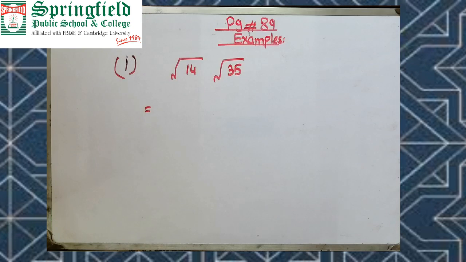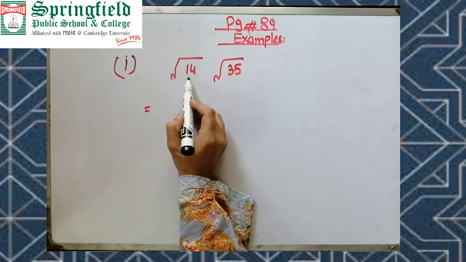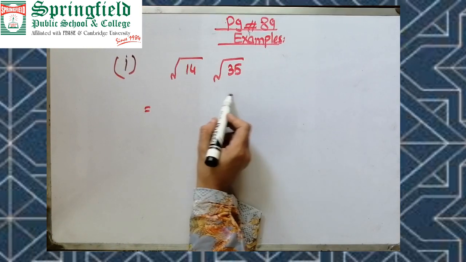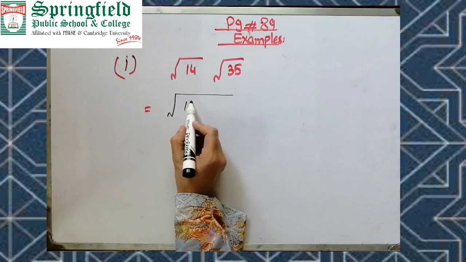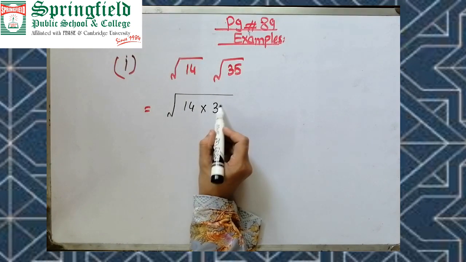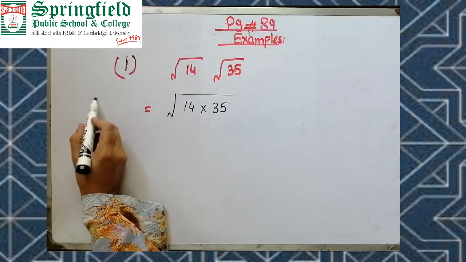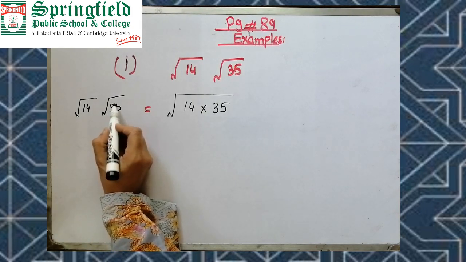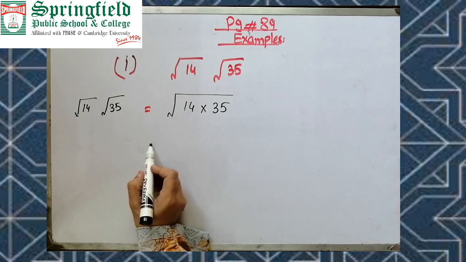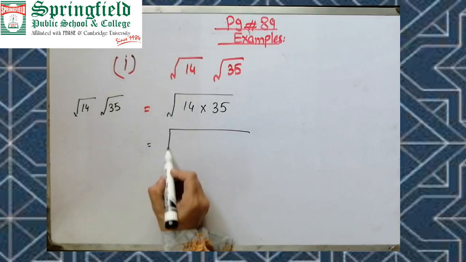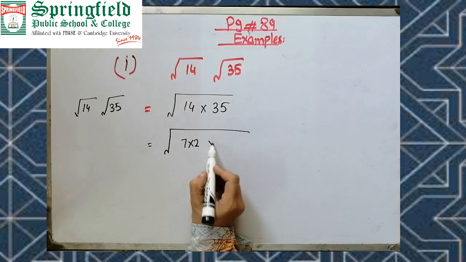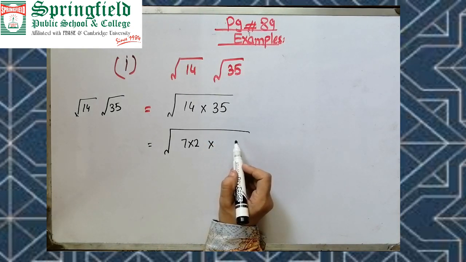So it means under root A and under root B can be written as under root AB according to the property. 14 multiplied by 35 can be written in just one under root. Now the factors of 14 are 7 multiplied by 2 and the factors of 35 are 7 multiplied by 5.